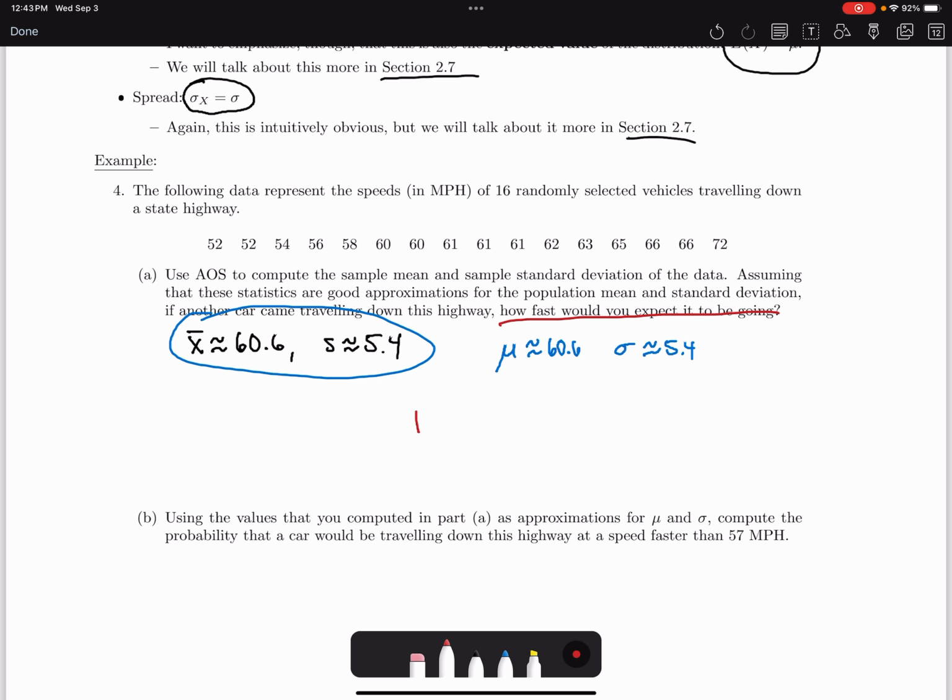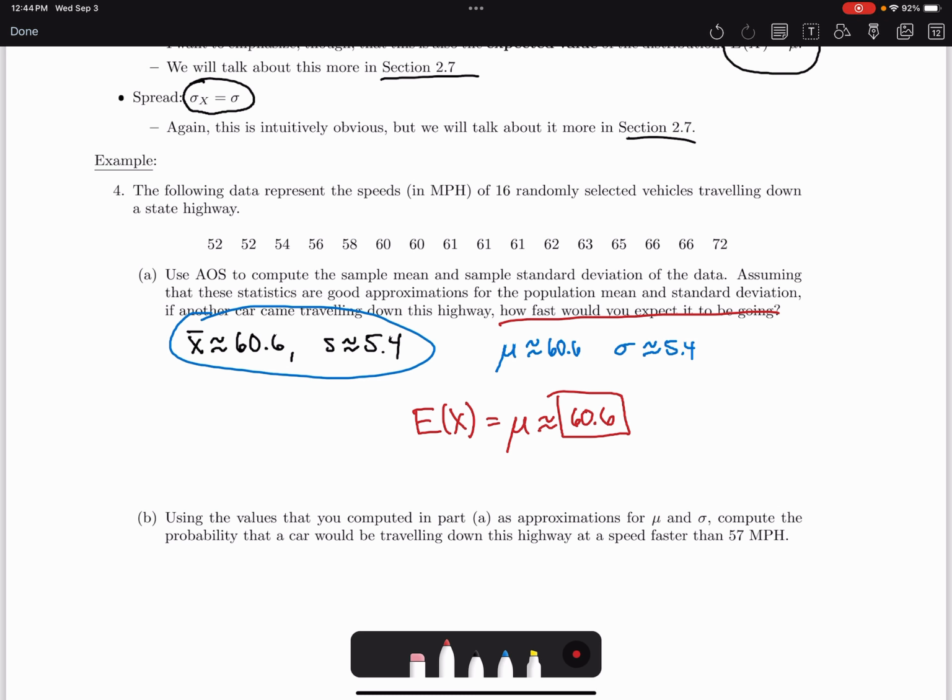Well, the expected value is the same thing as the mean. And the mean is approximately 60.6. So that would be the answer to that question.